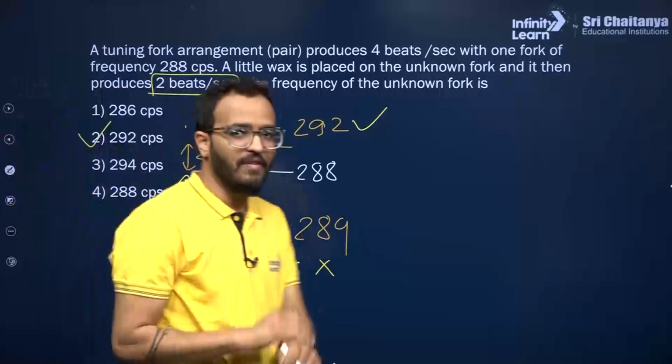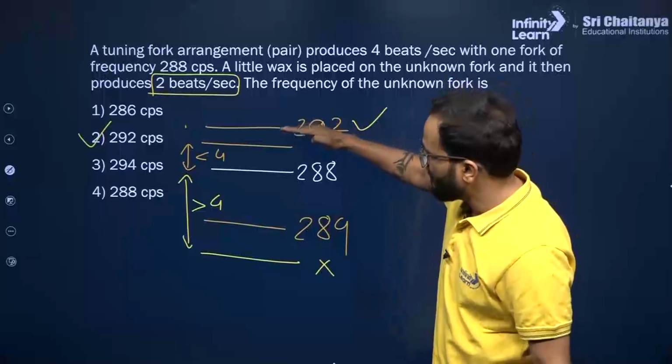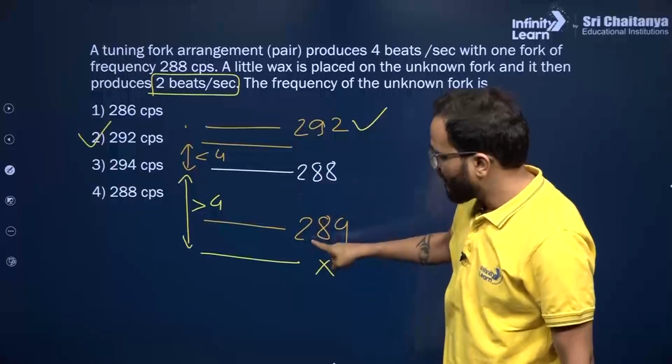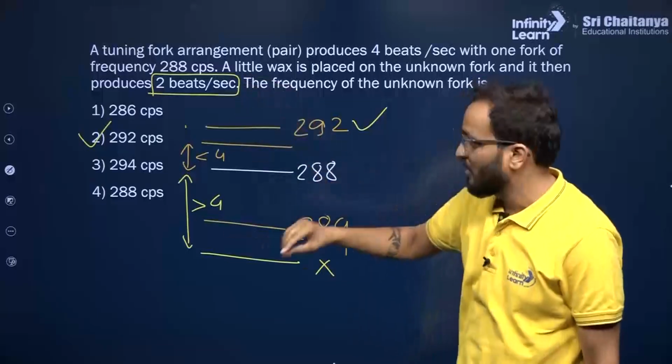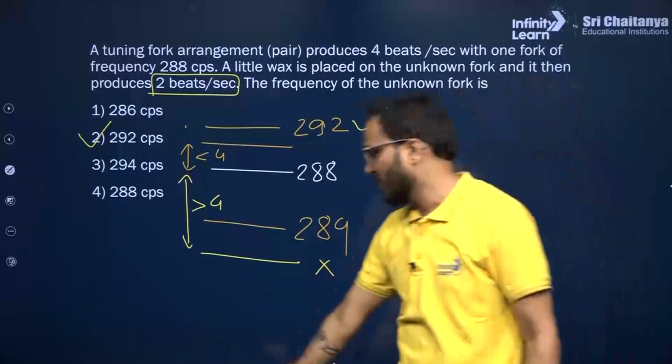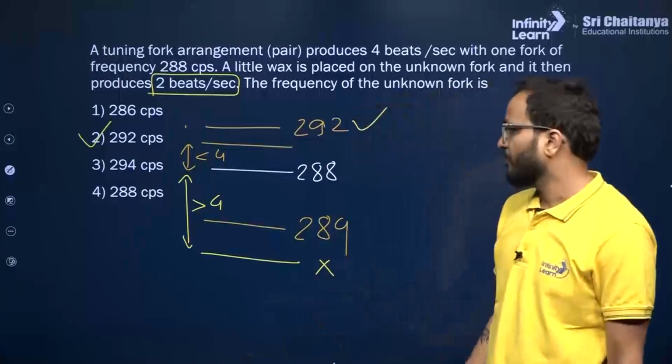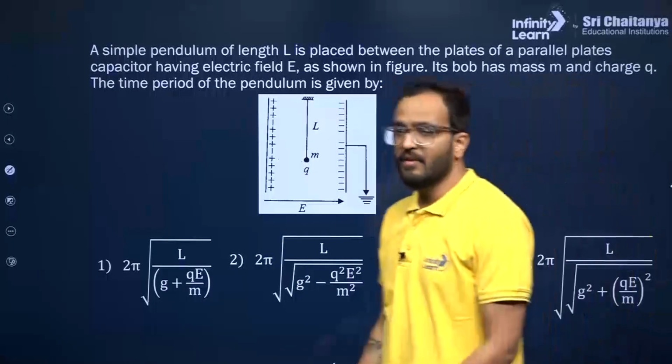Okay, because on waxing the beat frequency is reducing in this case and it is increasing in this case. In the question they have said it becomes 2, that means it is decreasing. So obviously this option is correct. Okay. Now this is a very famous question.